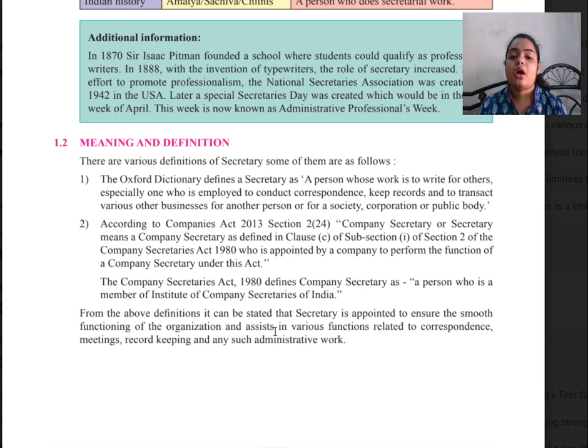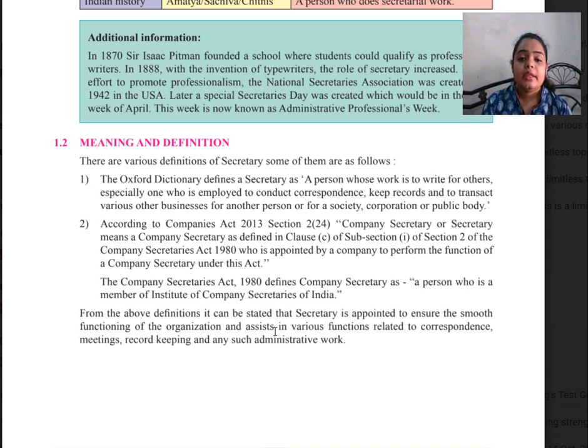Then next we have, according to the Companies Act 2013, Section 2(24), company secretary or secretary means a company secretary as defined in Clause (c) of sub-section (1) of Section 2 of the Company Secretaries Act 1980, who is appointed by a company to perform the functions of the company secretary under this Act. So, a person who is appointed, who has a professional degree and is qualified as a company secretary, shall be called a company secretary under the Companies Act.